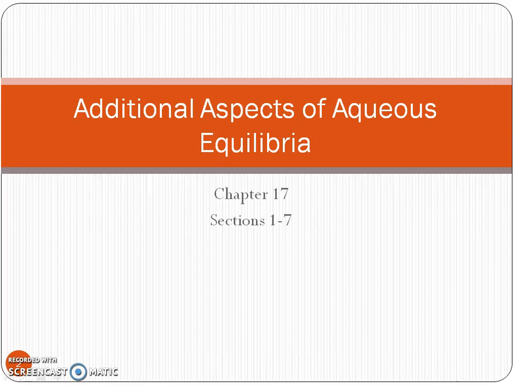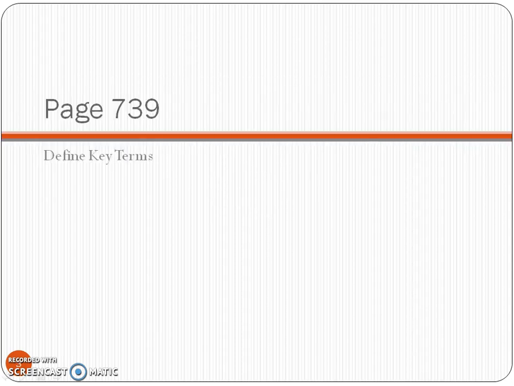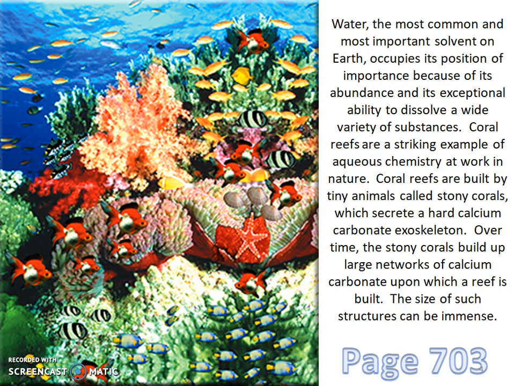This is Mrs. O'Neill for AP Chemistry, Chapter 17, Section 1, Additional Aspects of Aqueous Equilibrium. So you should look at page 739 and look over those key terms. Make sure you understand them.